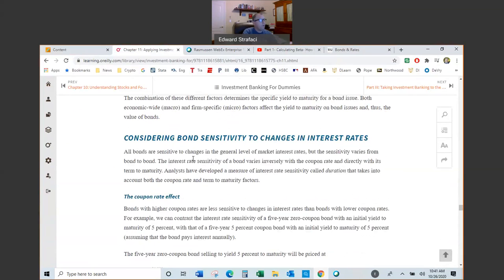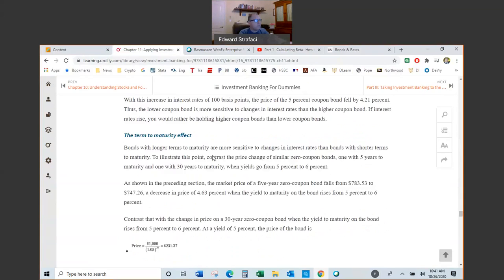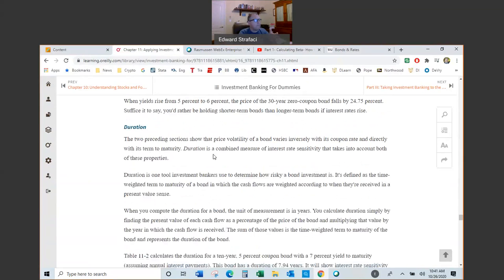Okay. All bonds are sensitive to general market rates. But the lower the coupon, the higher the sensitivity. The longer the bond, the higher the sensitivity. That should make sense. If you're getting a low payout, or you're lending the money out for longer periods, you're going to be more sensitive to interest rates. The higher the coupon and the lower the maturity, the less sensitivity. If I'm getting my money back in a year, I'm going to be less sensitive to interest rates mathematically. If I'm lending money out for 30 years, I'm going to be more sensitive. And you can work those numbers out.